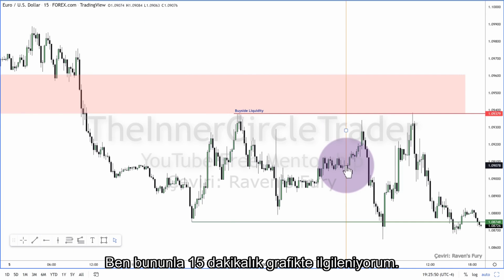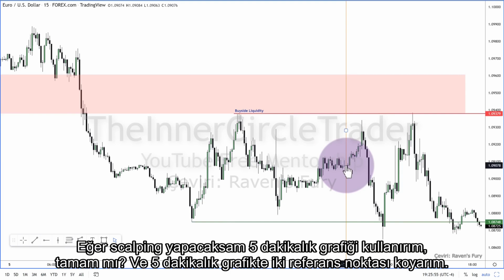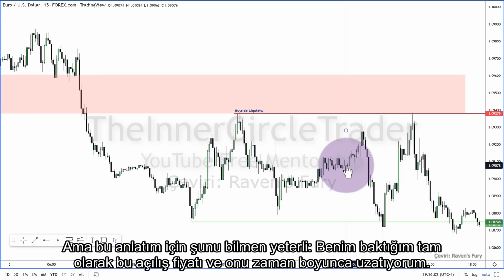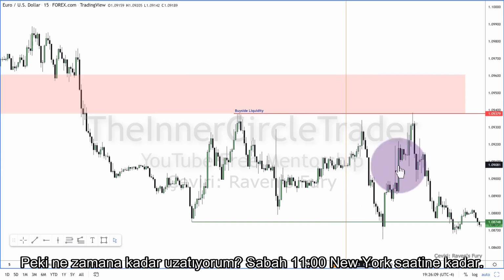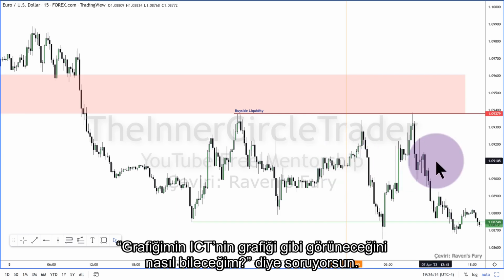I'm interested in that on a 15-minute time frame, or if I'm going to be scalping, I'm going to use the 5-minute chart. Okay, and I'll put 2 reference points on the 5-minute chart. But for the sake of this discussion, just know that that's the actual price I'm looking at, and I'm drawing that out in time. How far am I drawing it out? 11 o'clock in the morning, New York local time.